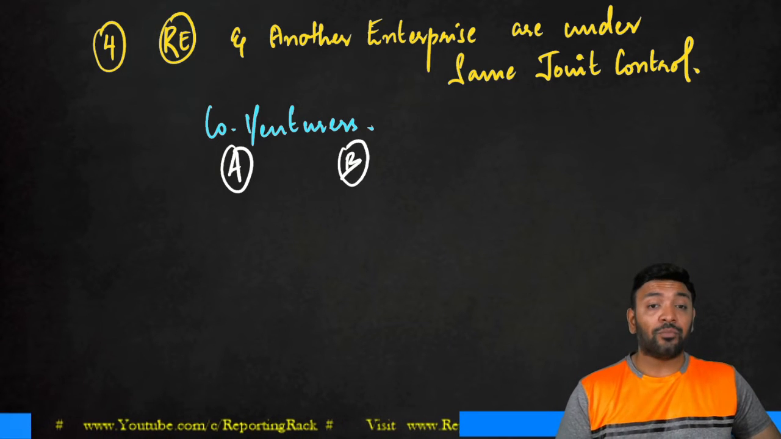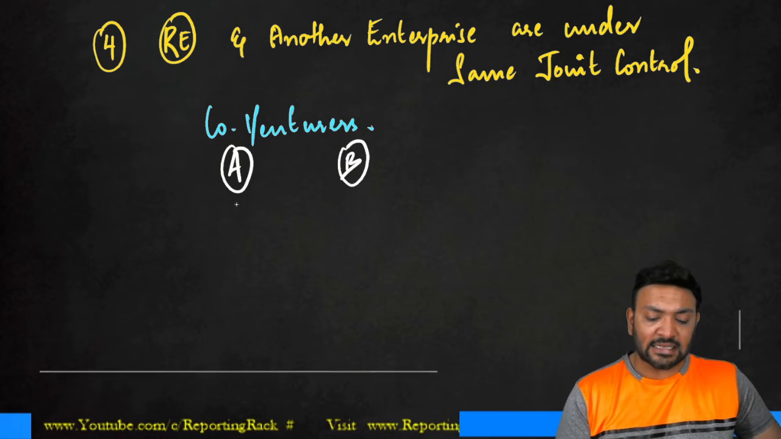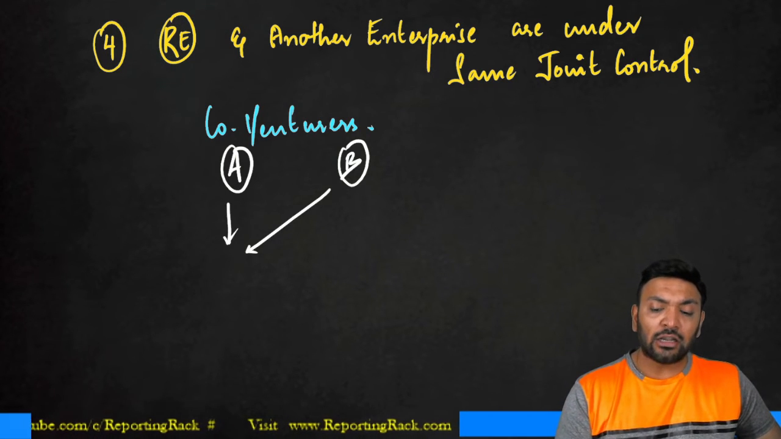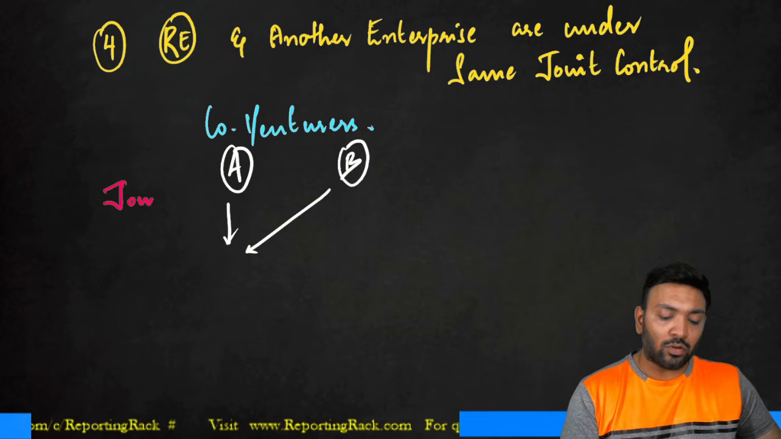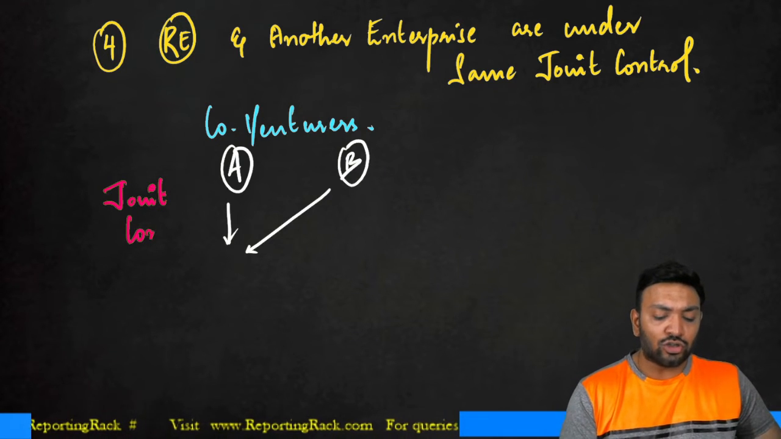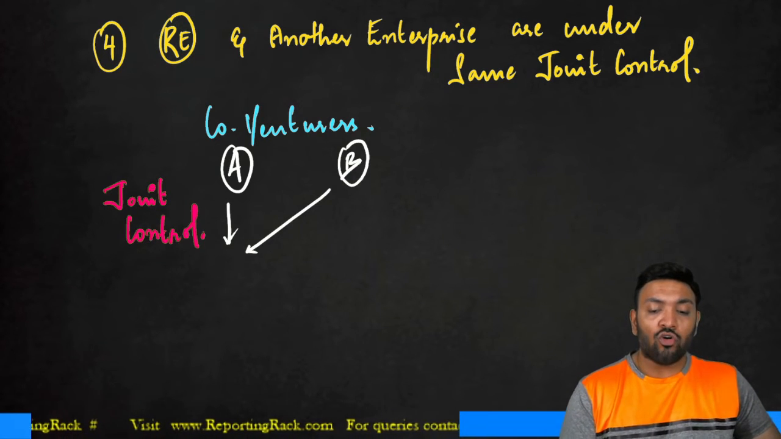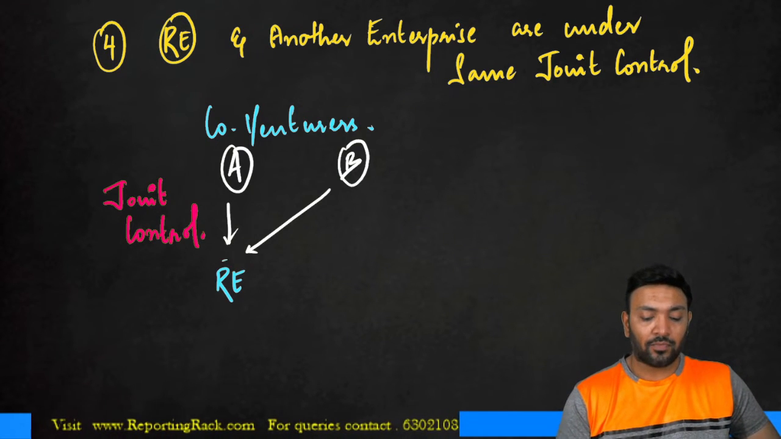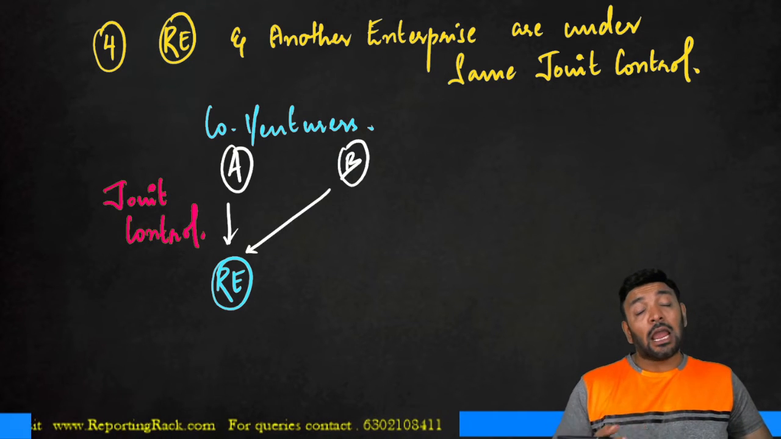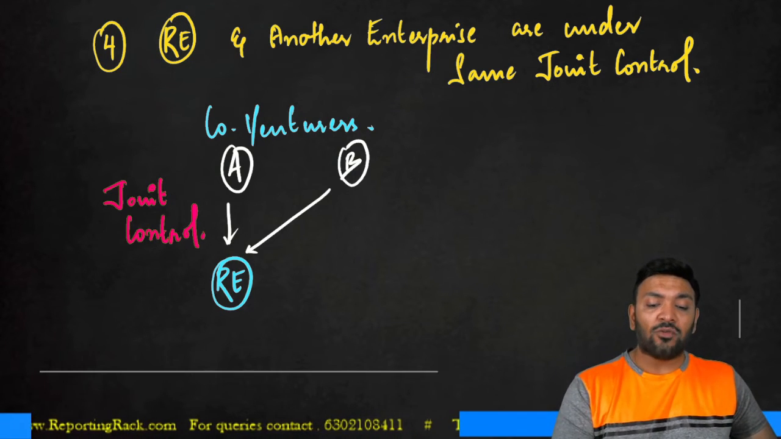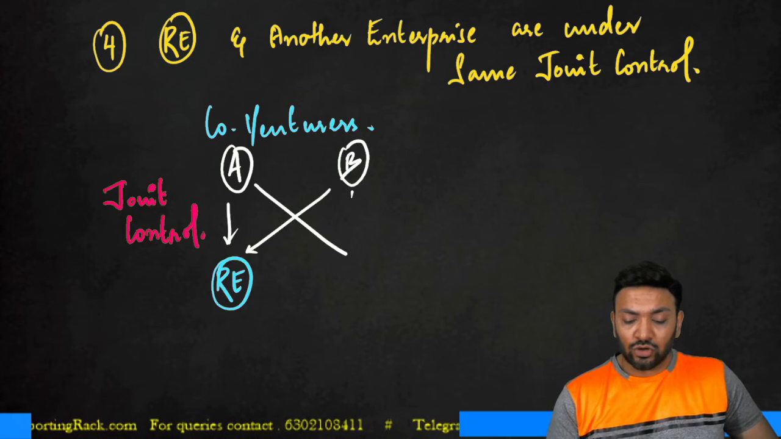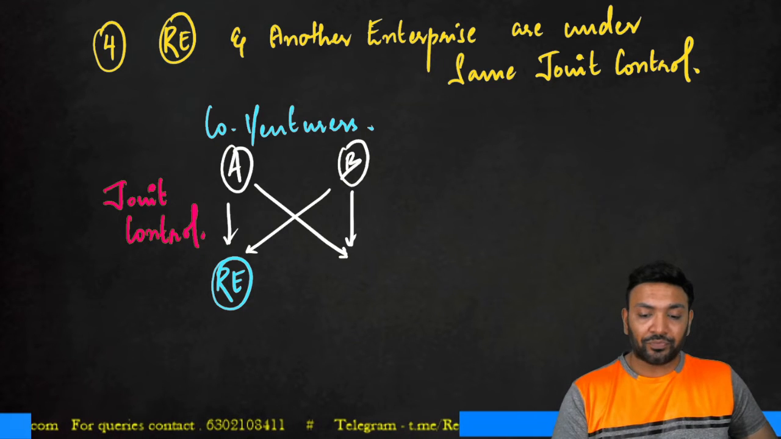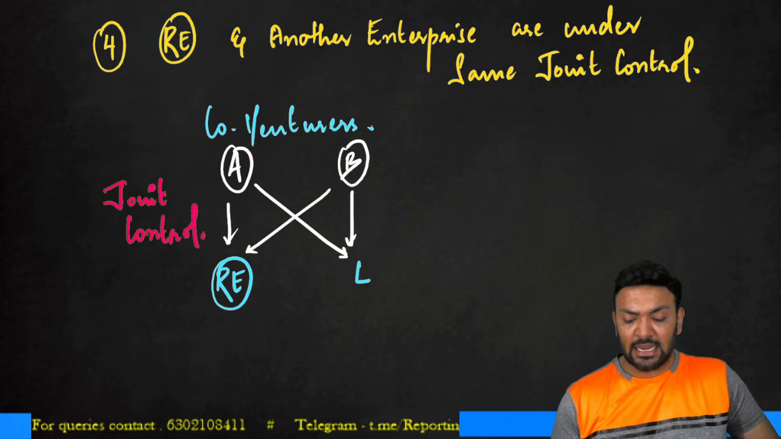They together, A and B together, exercise joint control. They exercise joint control over the reporting enterprise. Along with that, the same co-venturers are having joint control over another enterprise. Another enterprise, I am naming it as E.